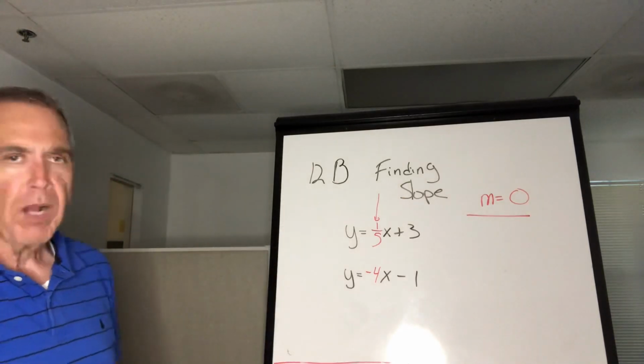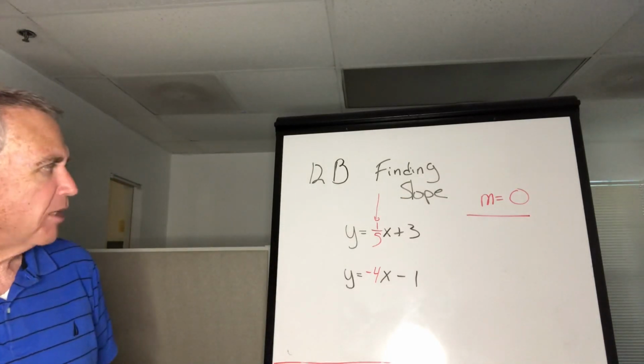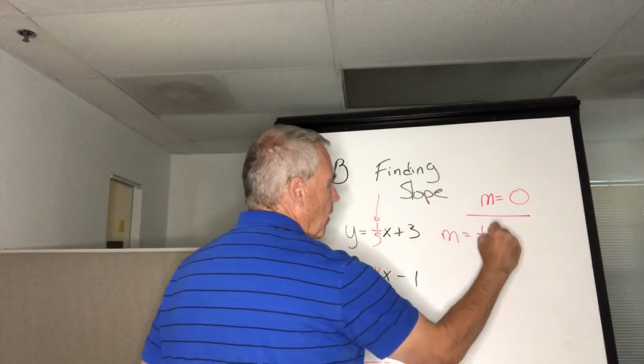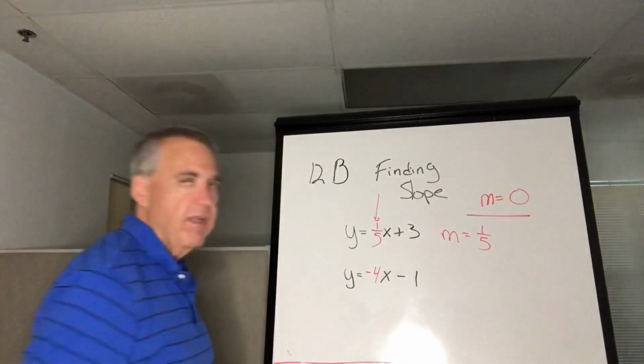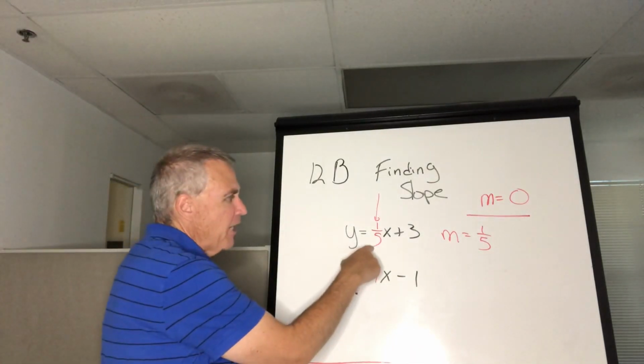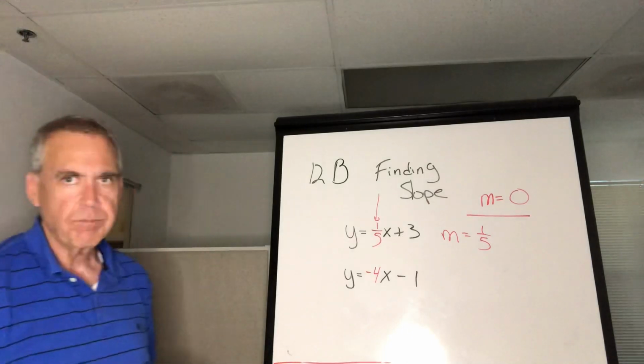Look at this first problem. Y equals 1/5 x plus 3. Mr. Fighter, how much is the slope here? Easy. It's 1/5. The slope is the fraction right before the x.